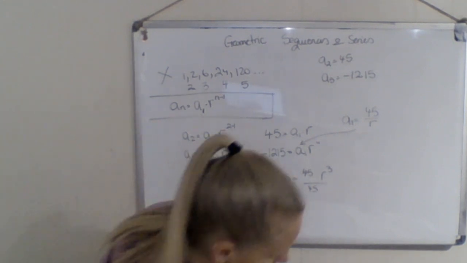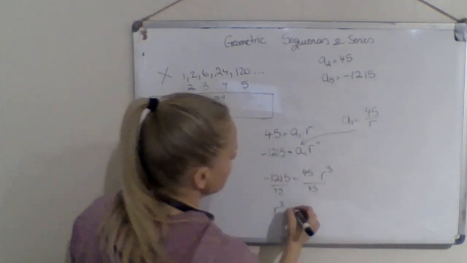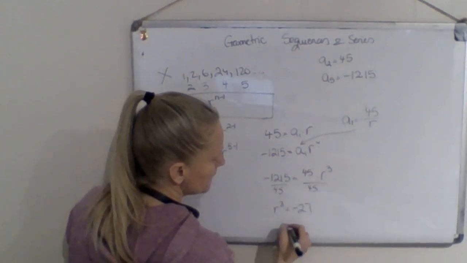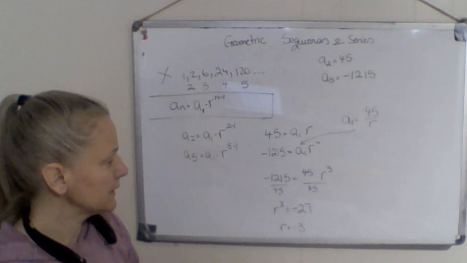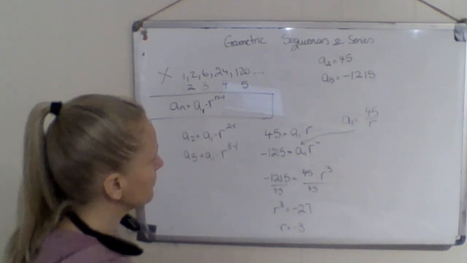I can't find my calculator. Never mind, I have the book. I keep forgetting I have the book. Negative 27, which means my R when you take the cube root is negative 3. Negative 3 to the 3rd power is that. So I found my ratio.